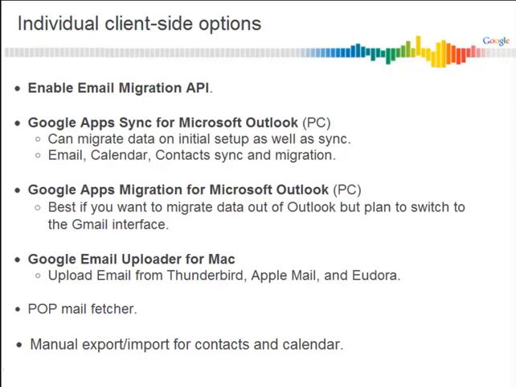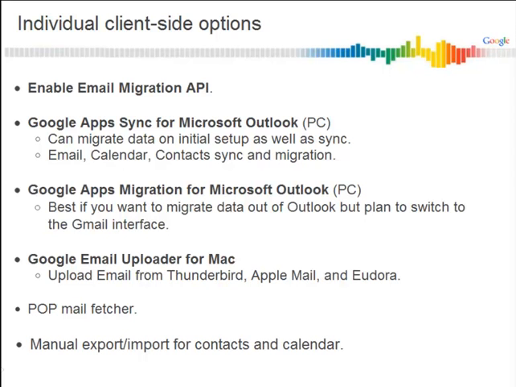If some of your users need to migrate data into Google Apps and want to keep using Microsoft Outlook on their Windows PCs, the Google Apps Sync for Microsoft Outlook tool is a great choice. The tool can migrate email, calendar, and contact data from an existing Outlook profile. Simply choose the option to import data when you're first configuring the tool.